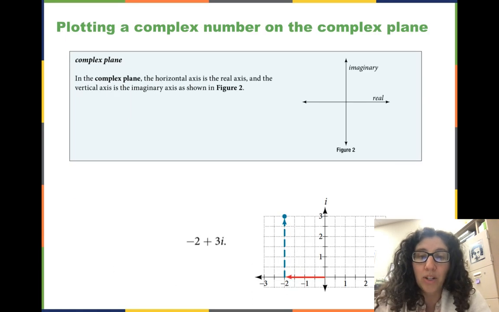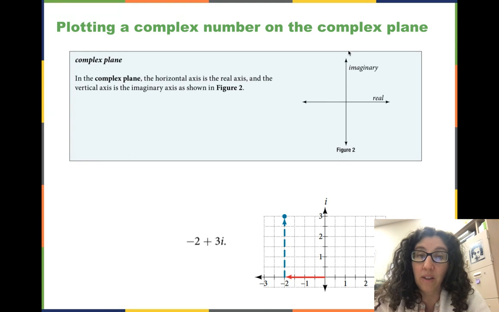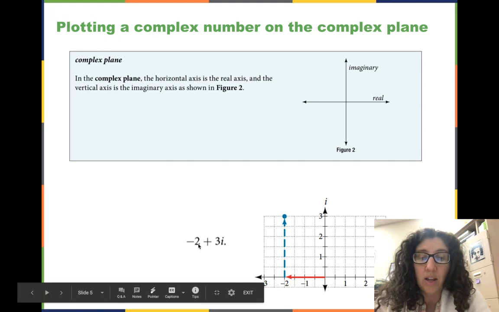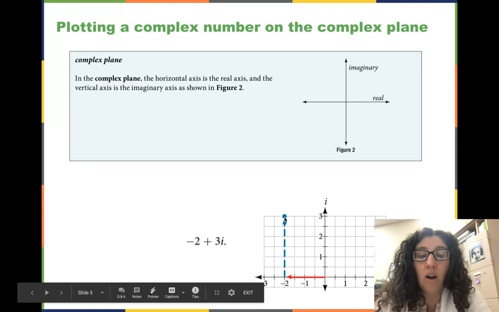All right, so if we want to plot a complex number on the complex plane, here's what the complex plane looks like. The real number line goes along what we normally think of as the x-axis, and the imaginary part goes along what we normally think of as the y-axis. So if we have a number like negative 2 plus 3i, negative 2 is the real part, so we'd go over to negative 2 along the real axis, and then we go up 3 along the imaginary axis, right? So that would just be a point on the complex plane that would represent this number, negative 2 plus 3i.